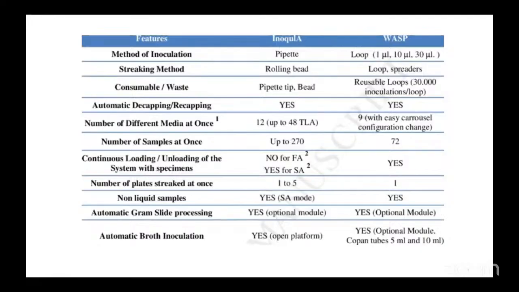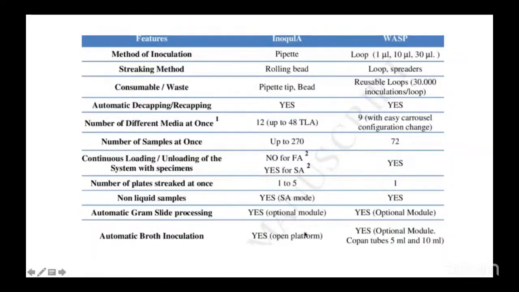There is continuous loading. There are 2 kinds of systems. In one, it is yes, and in another, it is no. The plates which are streaked, as many as 5 plates can be streaked in one go. The non-liquid samples nowadays can also be processed in this, and there are optional modules where you can have an automatic Gram slide preparation, and you also have a broth inoculation where, instead of the solid media, you can also put your tubes which are there.